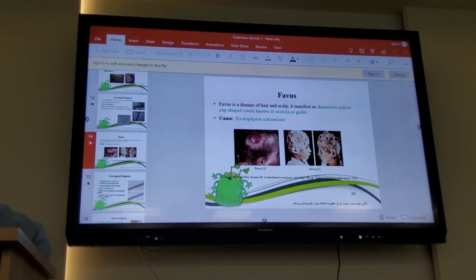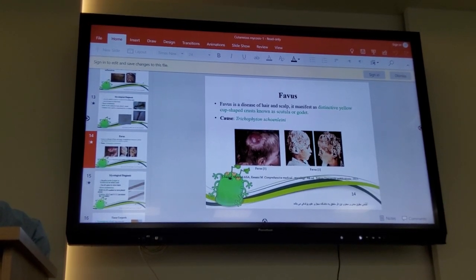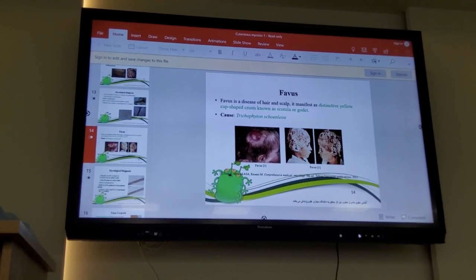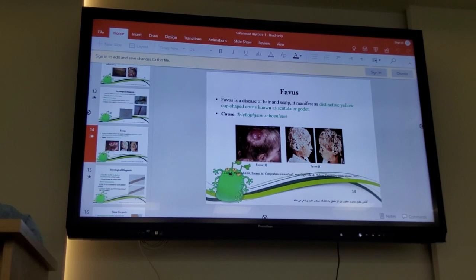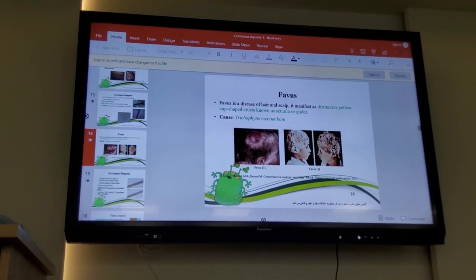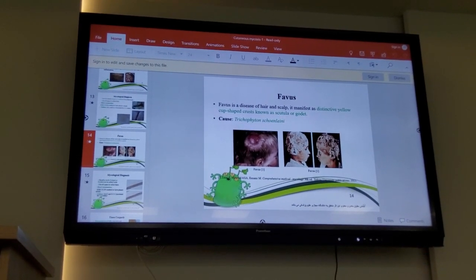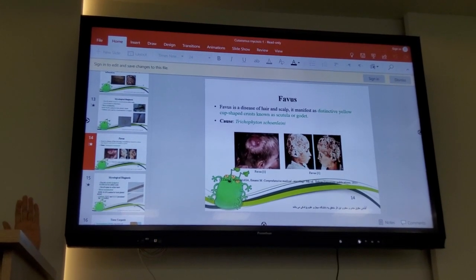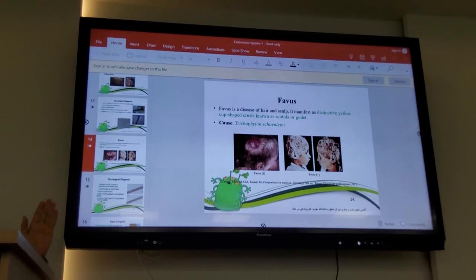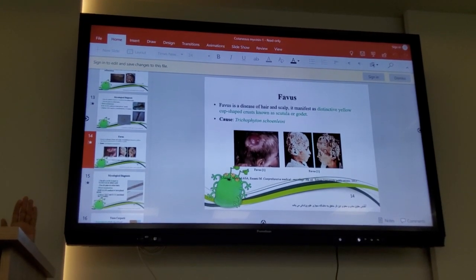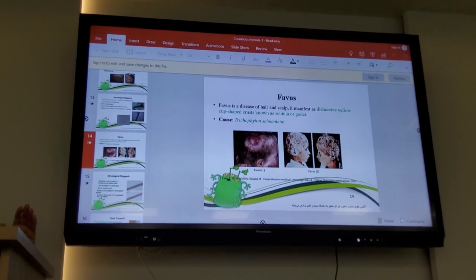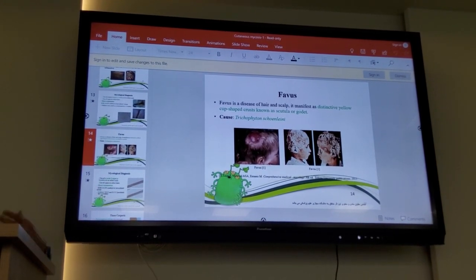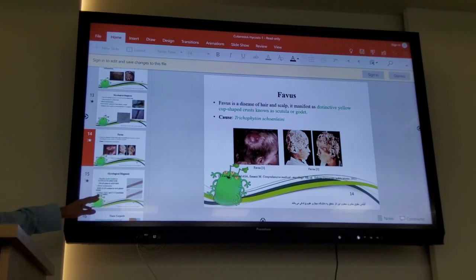Repeat, please. Any cure? No, no. In all of them, we have treatment. We have treatment for all forms of tinea capitis. We must administer drugs. I will explain next.